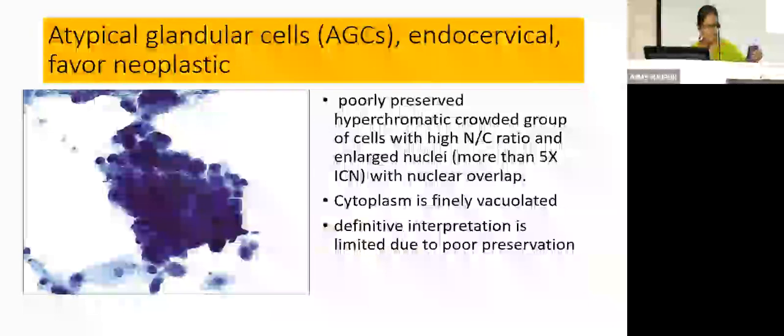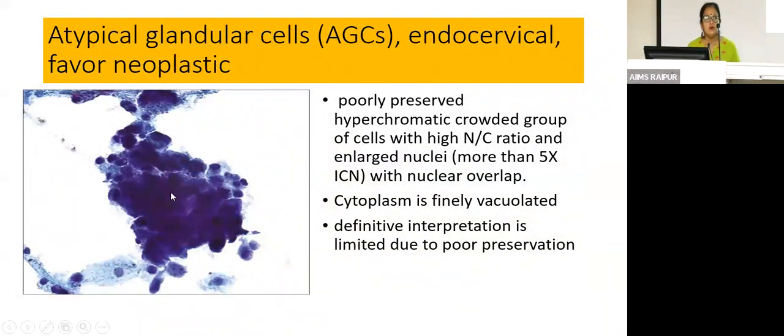Then we have AGC, endocervical, favor neoplastic, another example. Now, in all reports, not just in this cervical cytology but in every cytology report, the importance of comments cannot be emphasized enough. So wherever you can qualify something, you must explain. So for example, here too a diagnosis of atypical glandular cells, endocervical favor neoplastic was made.